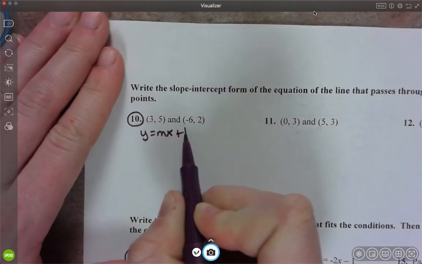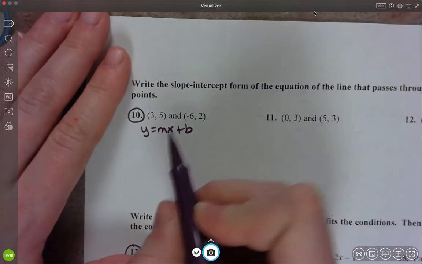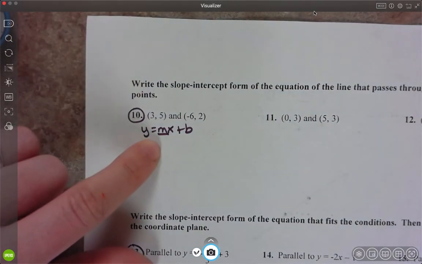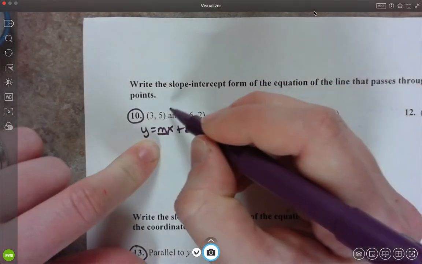And they give us 2 points that live on the line. Okay, great. Now I still want to plop m in there first. I want to plop my slope in there first, except they don't tell me what the slope is like they did in the last problem. So I have to use these 2 points to find the slope.